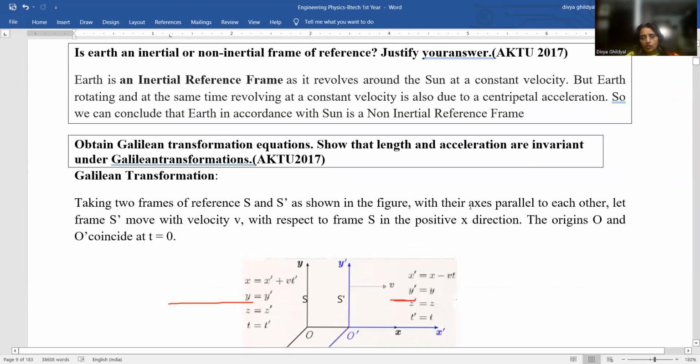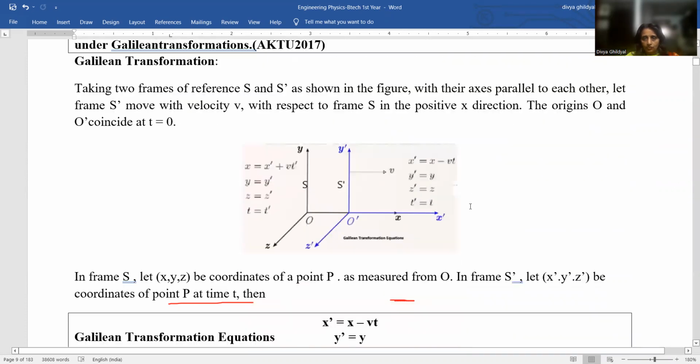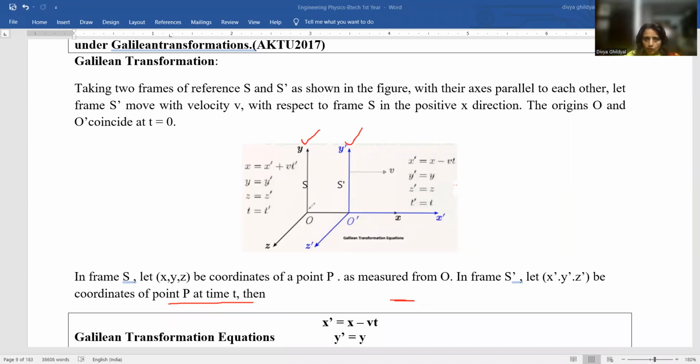Obtain Galilean transformation equations and show that length and acceleration are invariant under Galilean transformation equations. In order to give any answer of relativistic mechanics, you will first have to draw these 2 frames of reference, one inertial and the other non-inertial. You will show the y-axis, the x-axis, and the z-axis. And you will assume that one frame, S, is at rest and S dash is moving with velocity v.